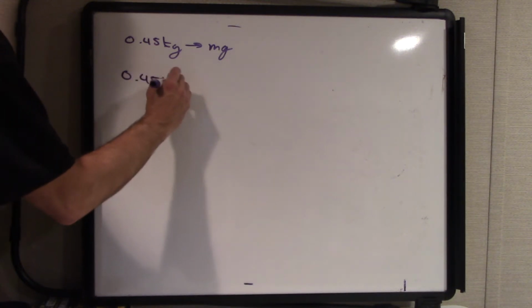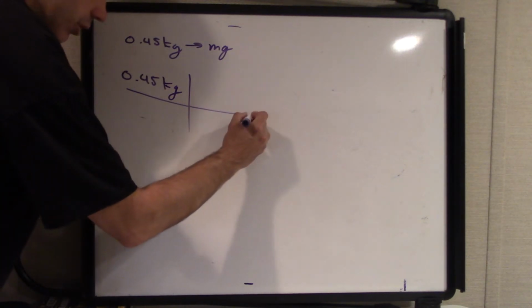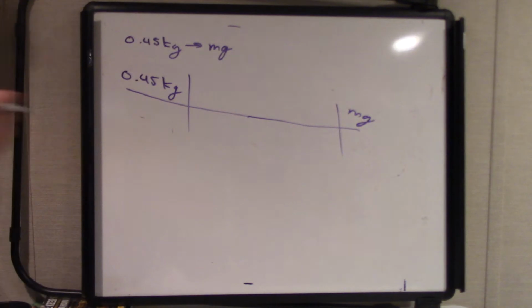0.45 kilograms. And we want to go at the very end, so I'm going to draw this out a little bit farther. We want to go to milligrams at the end. And sometimes you want to put down your final goal at the end just as a little subtle reminder that, hey, this is what I need to achieve before I'm actually done with this problem.